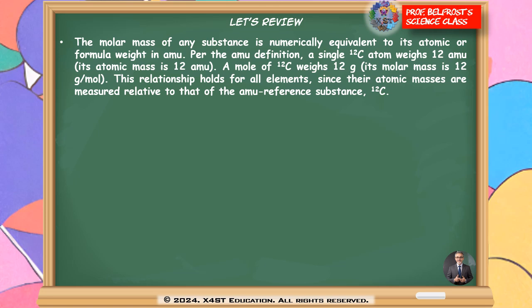And the fourth point, the last one, is that the molar mass of a substance is numerically equivalent to its atomic or formula weight in amu. So per the amu definition, a single carbon-12 atom weighs 12 amu, and a mole of carbon-12 weighs 12 grams, which means its molar mass is 12 grams per mole. This relationship holds for all elements since their atomic masses are measured relative to that of the amu reference substance, which is carbon-12 itself. Okay.